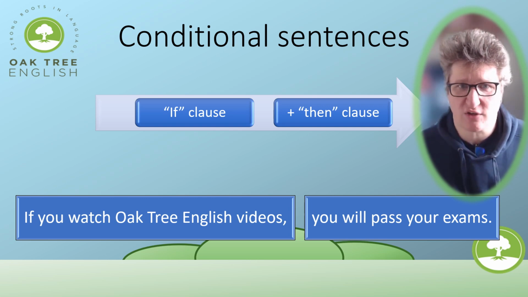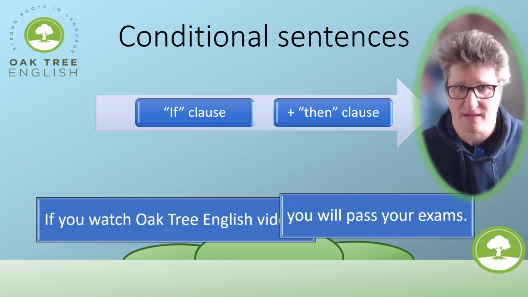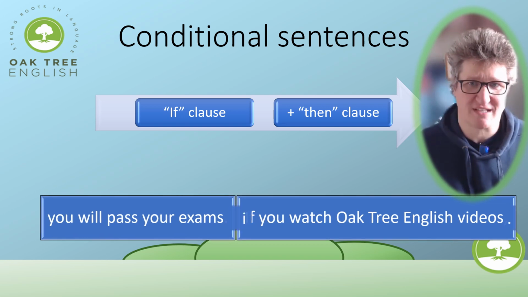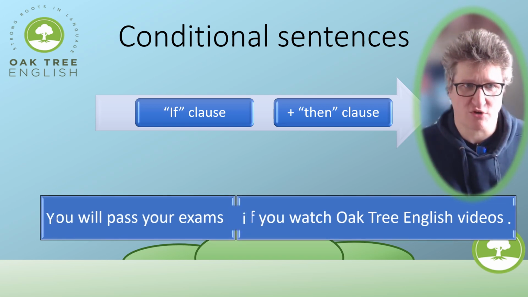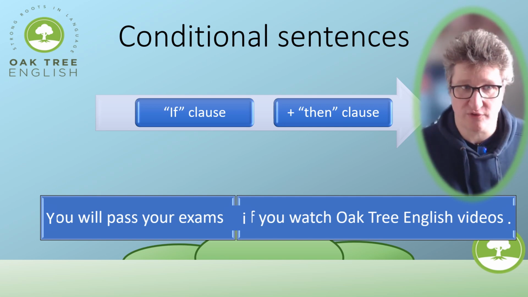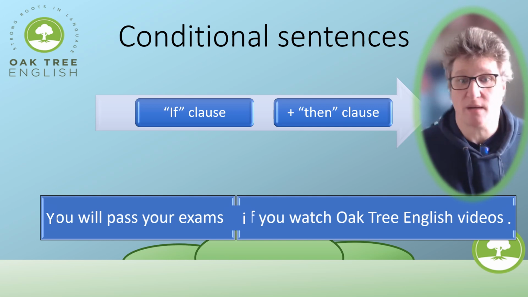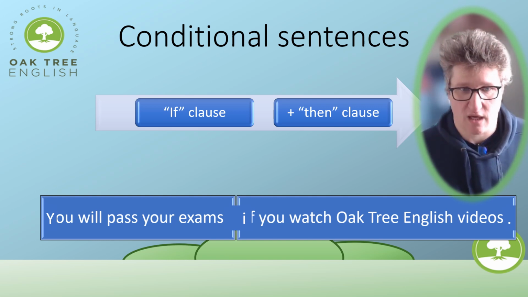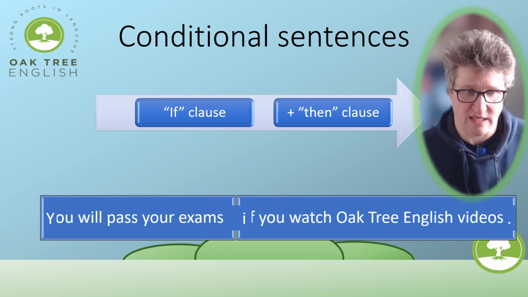You can put either clause first. For example, you will pass your exams if you watch Oak Tree English videos. Notice that there's no comma when the then clause, known as the consequent, comes first. So you will pass your exams is the then clause. No comma.